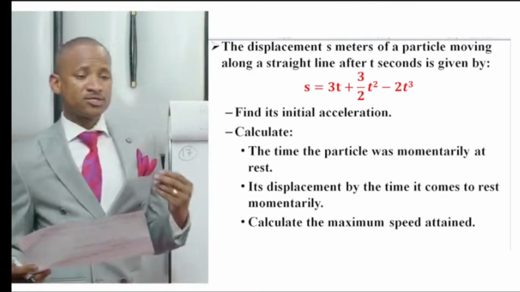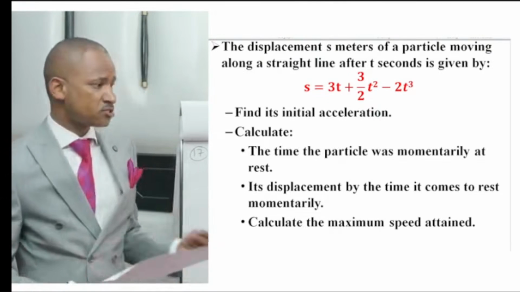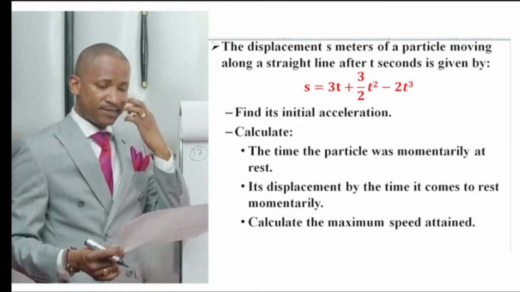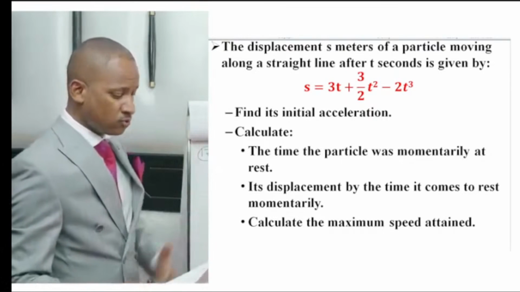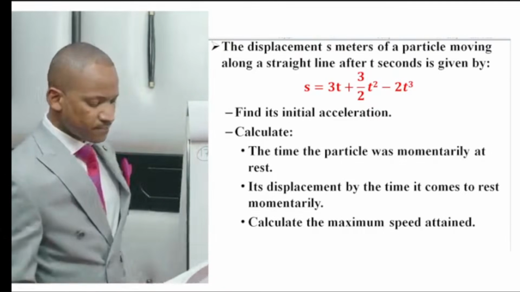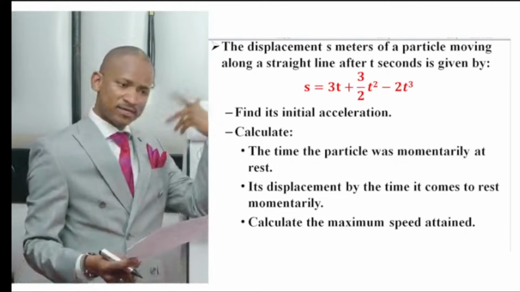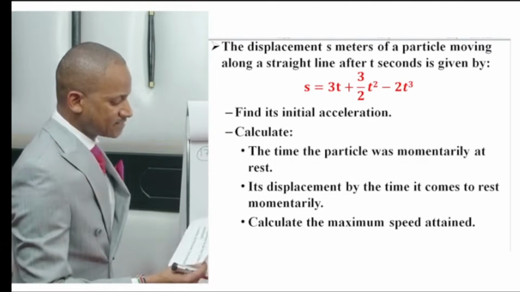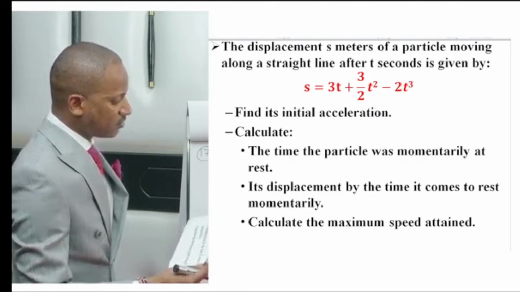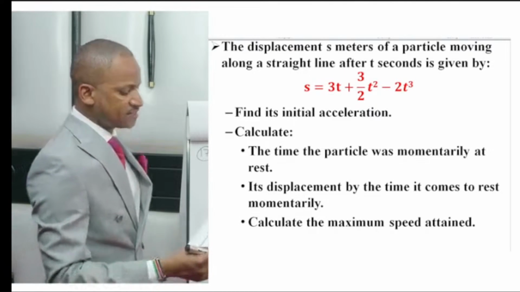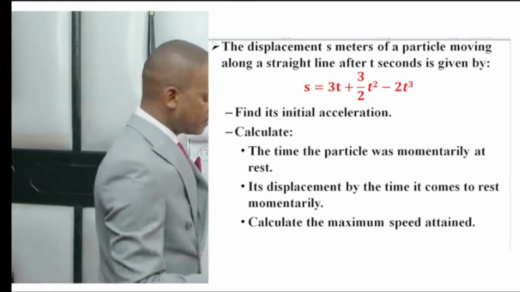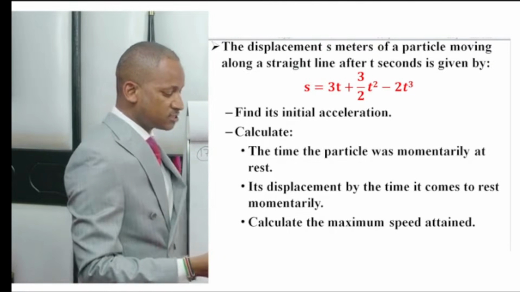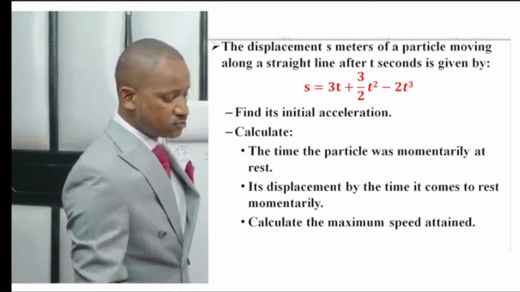Class, this is an application. This is an application for differentiation. This will come and you will not be told that it is an application. It is upon you to know. So if you see such a thing, just rush very fast and know that it is an application. So the displacement S meters of a particle moving along a straight line after t seconds is given by S equals 3t plus 3 over 2 t squared minus 2t cubed.